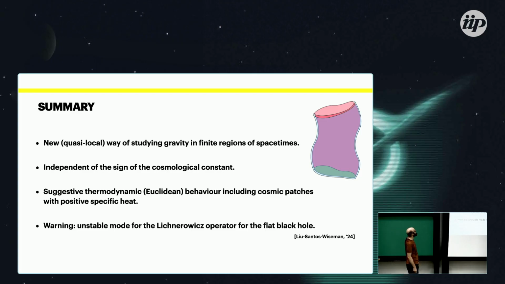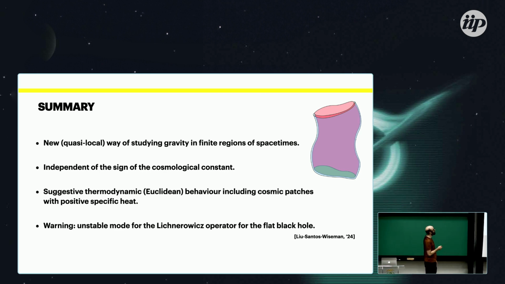So a bit of a summary. We found a new way of studying quasi-local observables in gravity with finite regions of space-time. This can be done for any value of the cosmological constant. And if you look at the thermodynamics of all these solutions, you will find some nice behavior that includes positive specific heat and some kind of conformal result at very high temperatures. Of course, all this is in the saddle point approximation, taking G Newton to 0.